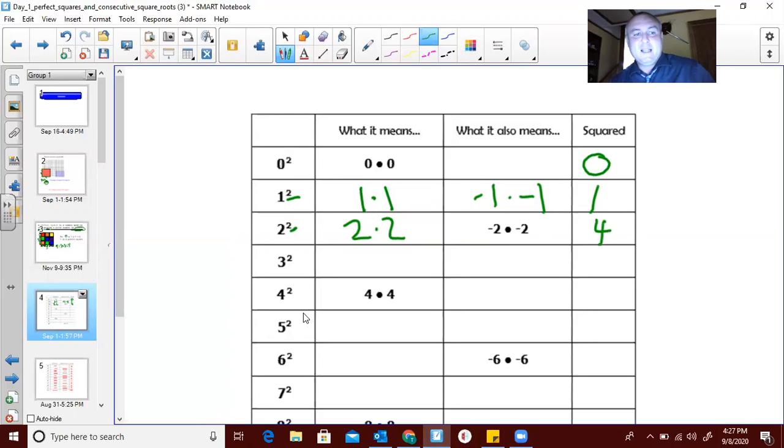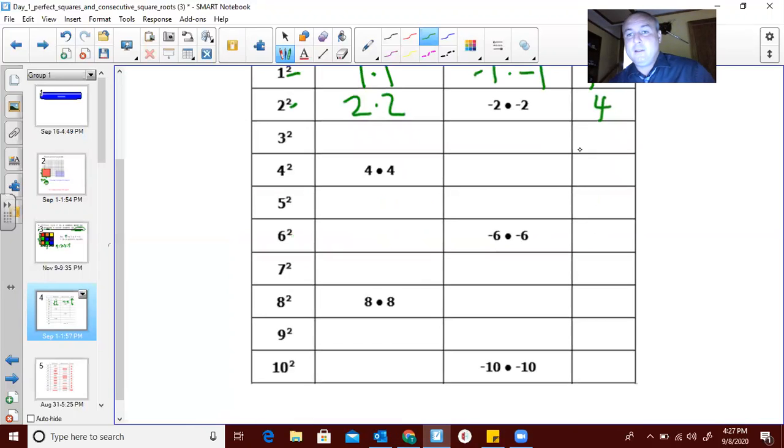Like I said, we did a lot of these in class, so I'm not going to do all of these. You should, at some point in the year, sooner than later, it would be helpful if you just memorize all of these. So 3 squared is 9, 4 squared is 16, 5 squared is 25, 6 squared is 36, 7 squared is 49, 8 squared is 64, 9 squared is 81, and 10 squared is 100. And again, you want to remember that since these are already written out, 4 squared is 4 times 4, but it also is -4 times -4.